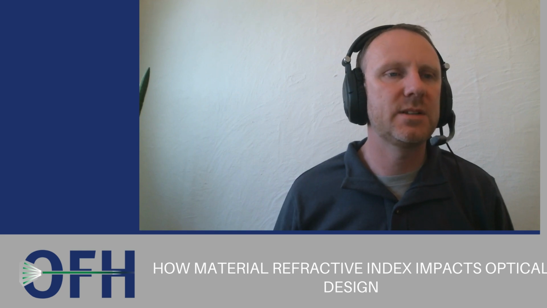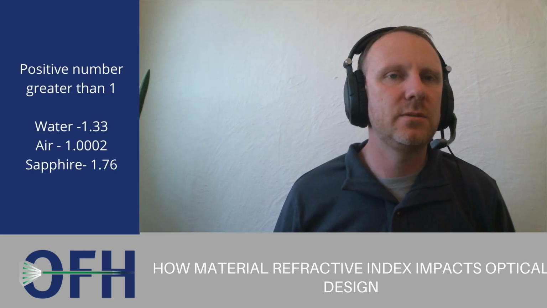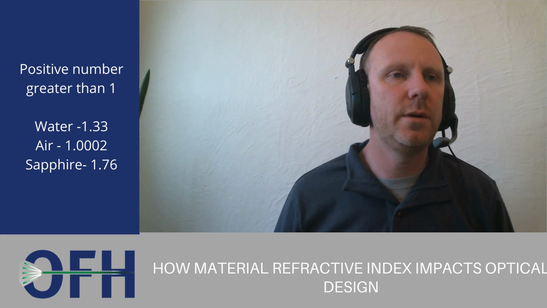I'm John from Optics for Hire, and I'm going to talk about how the refractive index of a material can impact an optical design. The refractive index is a number. It's a number greater than 1, and it relates to the speed that light can move through that material. Air has a refractive index of right around 1.